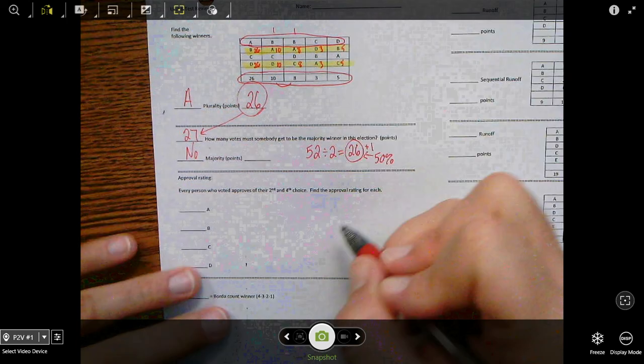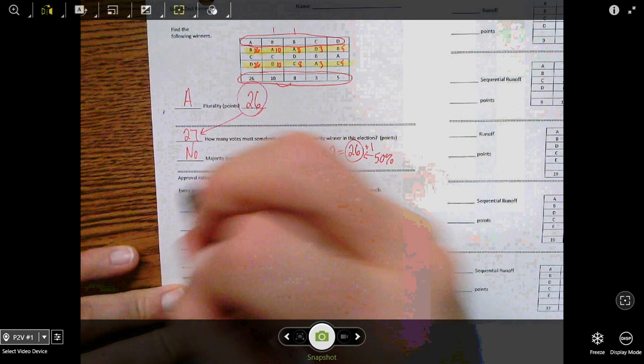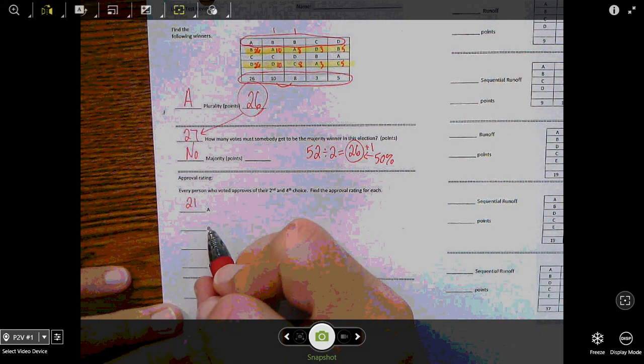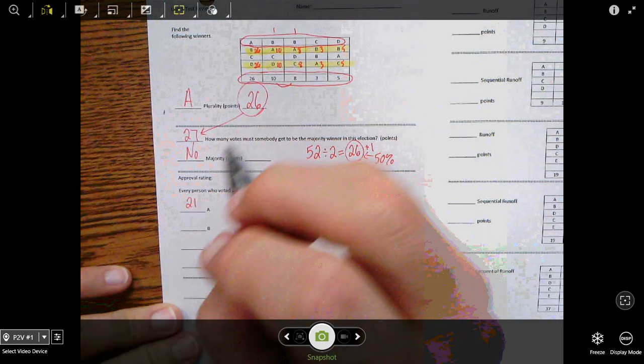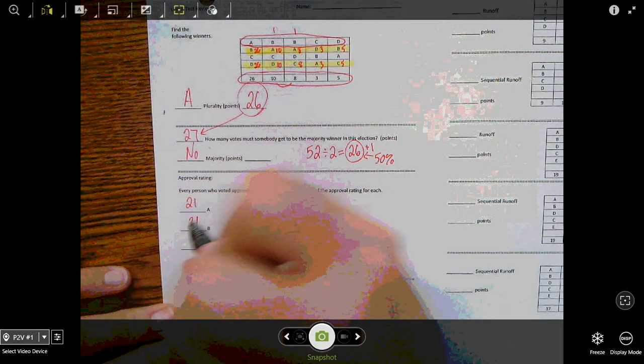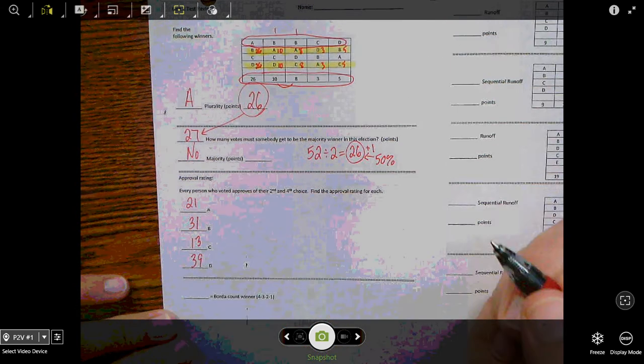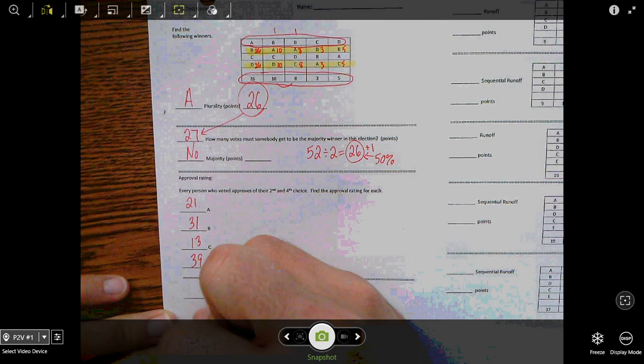All right? So I'm going to add up all my A's, and I get 21 votes. I'm going to add up all my B's, and I end up with 31 votes. C is 13, and D is 39. So approval rating winner would be D.